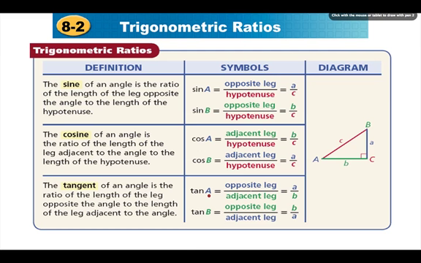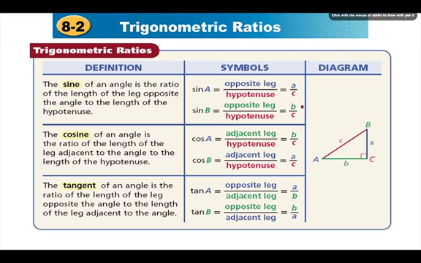Tangent of angle A, by definition, is opposite leg over adjacent leg. So again, I'm still working with angle A. Which leg is opposite to angle A? Little a. Which leg is adjacent to capital A or angle A? B. That's why the answer is A over B.